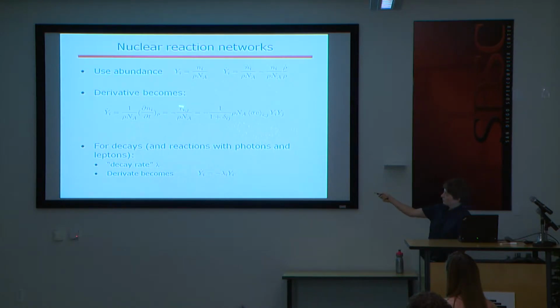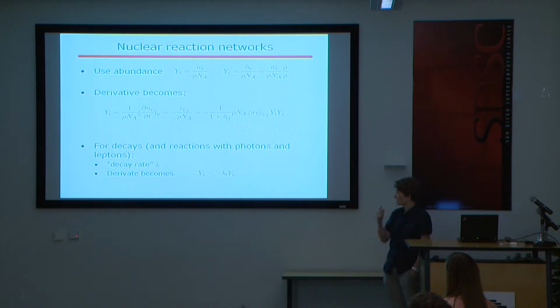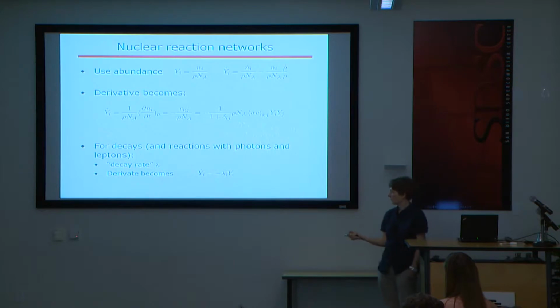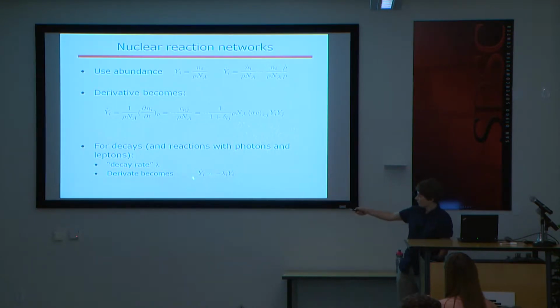So far, we've derived this expression for nuclei or nucleons. Of course, you can also have other reactions like decays or reactions with photons and leptons. For decays, it's pretty straightforward. You can define a decay rate which takes the place of this reaction rate R here. So if you were to look, instead of a reaction between i and j, at the decay of i, you can write the time derivative of the abundance Yi as minus the decay rate lambda times the original abundance.